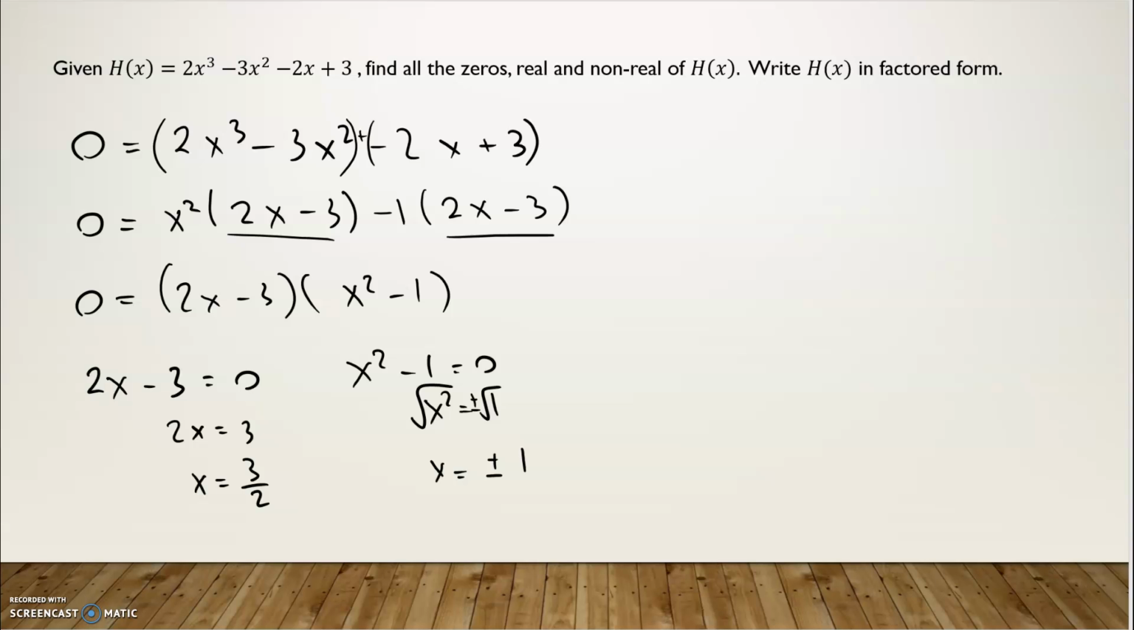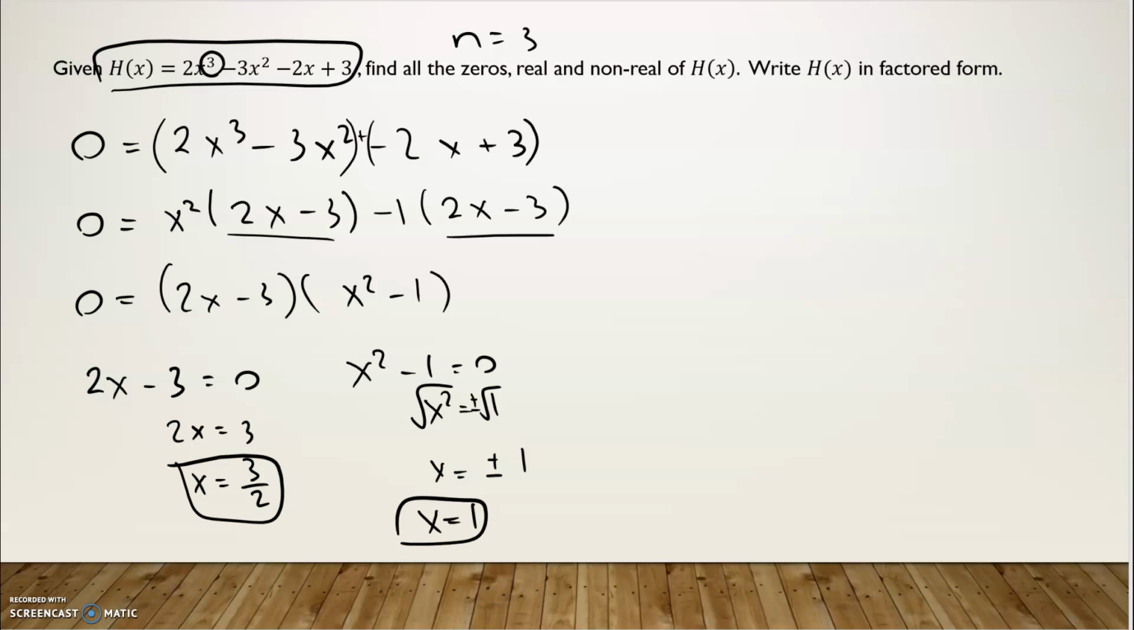Okay, now what was the degree of this polynomial? It was 3. Okay, so I should have 3 roots. So I've got 1, 2, 3. So there's my 3 roots. Okay, so there's all the zeros.